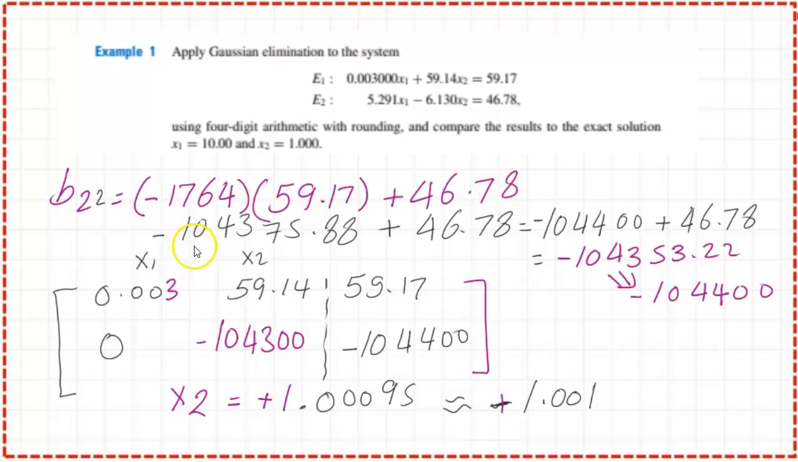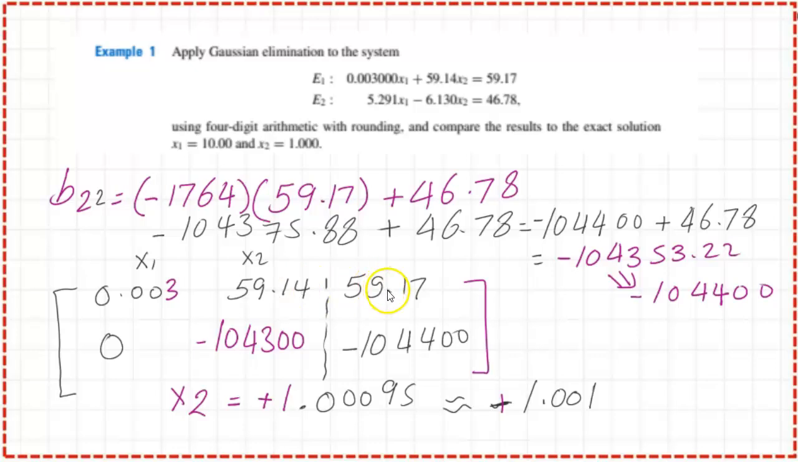We are going to round to 4 digits. So this is 7, it's more than 5. This will cause this value to become 4. So then this new value is minus 1044 followed by zeros, plus the 46.78, and we come to the value of minus 104353.22. Again, we will round. This is 5, so this will cause the 3 to become 4. The final value of B22 is minus 104400.